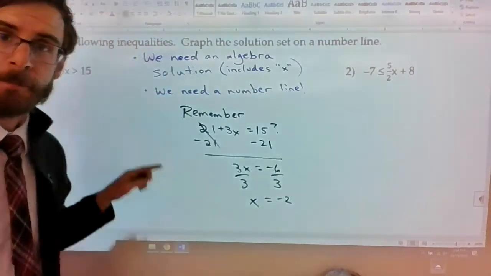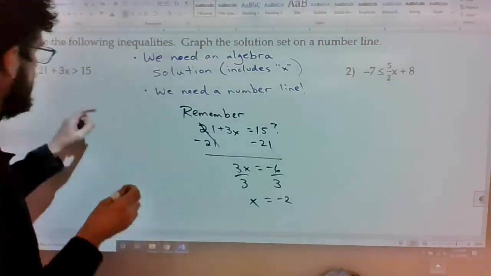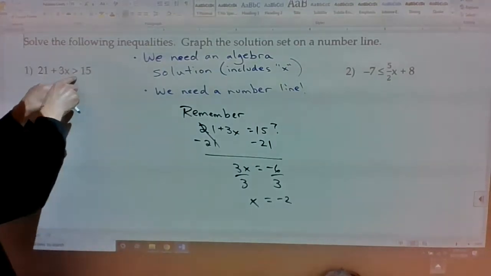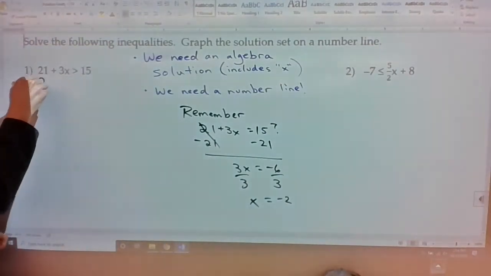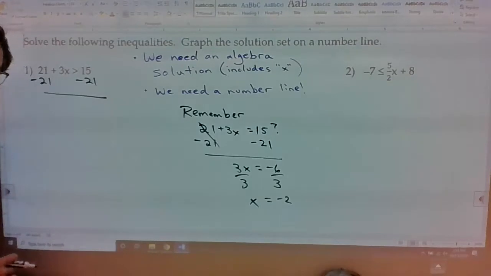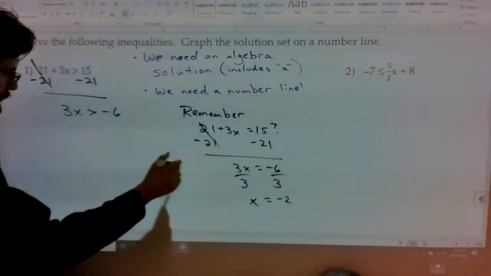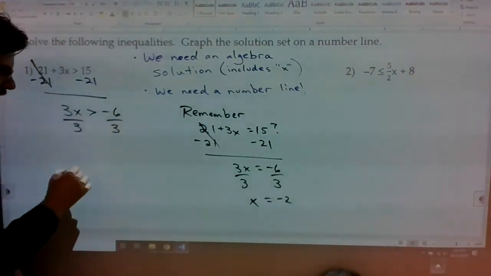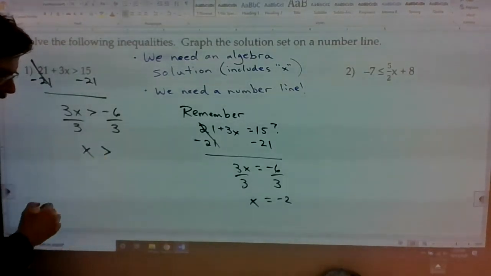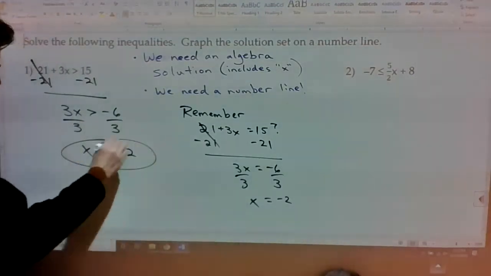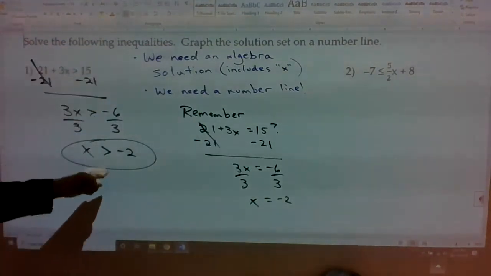Well, here's the good news. You're going to do the exact same thing with an inequality. It's just you now have to keep track of a symbol that means greater than. So, we're going to take all the moves we did here and replicate them. Same thing. You're getting x by itself. Divide by 3. So dividing by 3 doesn't hurt the symbol. It's still greater than, and you get negative 2. So this is solving the inequality right here. We need an algebra solution. That's what I got.